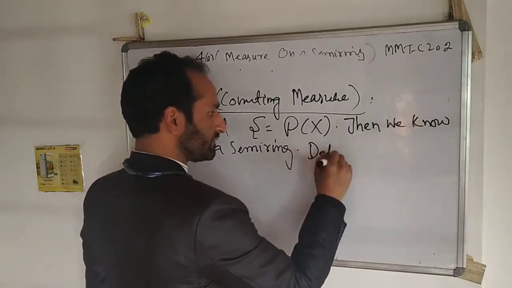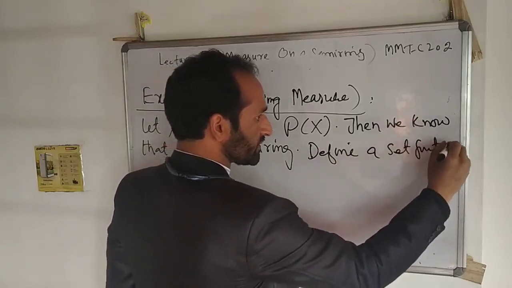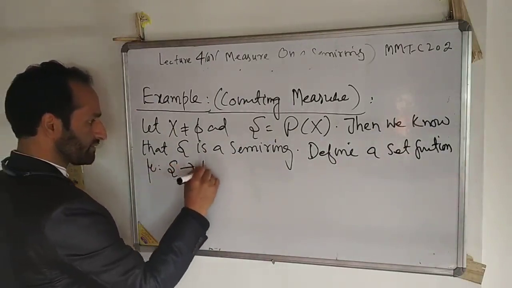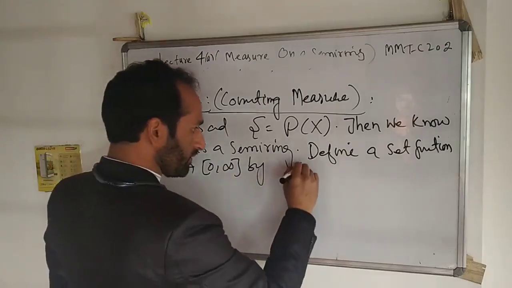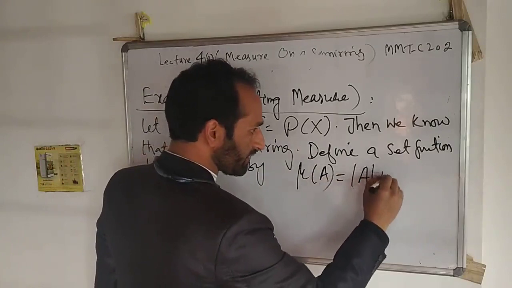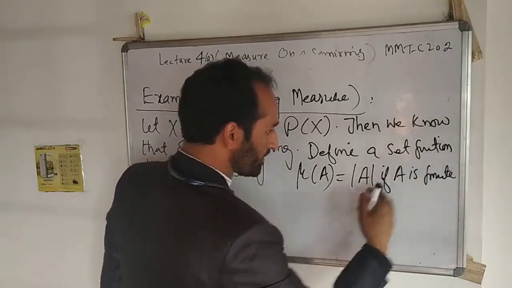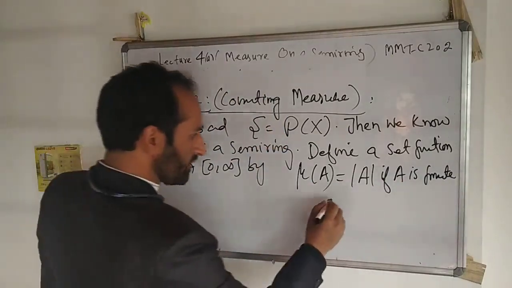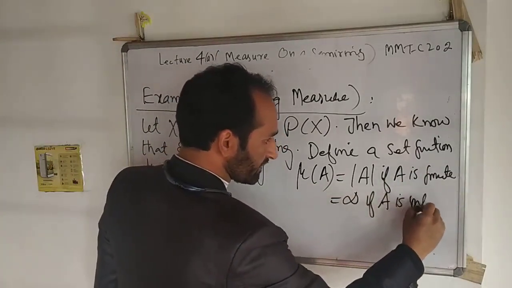Define a set function mu from S to [0, infinity] by mu of A equal to the cardinality of A if A is finite. Suppose the cardinality of A is 10, then we define mu of A equal to 10. And it is equal to infinity if A is an infinite set.